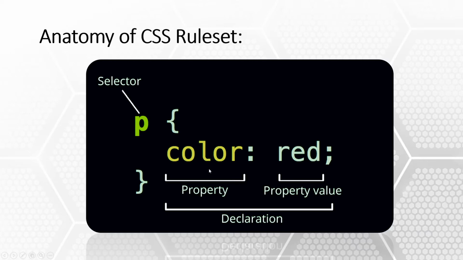So a property can be color, margin, padding, or border, and they have respective values. Like for margin, the value is going to be in pixels or percentage. If it is a color, then it's going to be red, green, blue, or an HTML color name, or a hex value. We are going to cover everything in a bit.